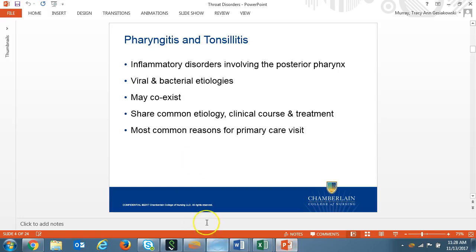Pharyngitis and tonsillitis are two common inflammatory disorders that involve the posterior pharynx. Inflammation can result from both viral and bacterial etiologies. Pharyngitis and tonsillitis may occur independently of one another. However, they often co-occur, sharing common etiology, clinical course, and treatment requirements. Pharyngitis and tonsillitis are one of the most common visits to a primary care provider.